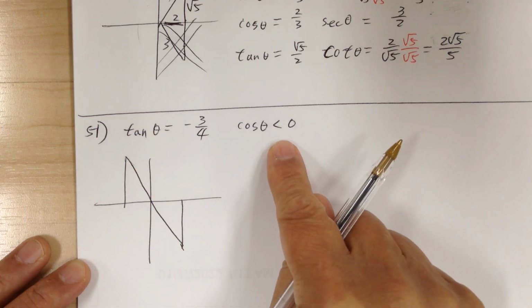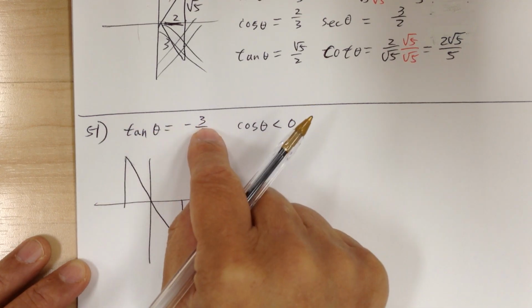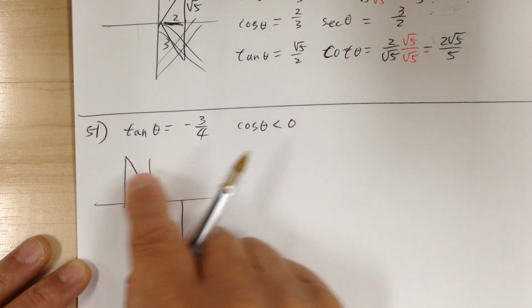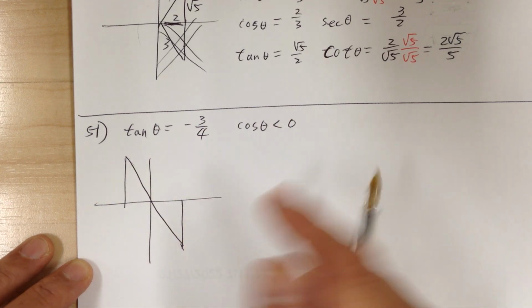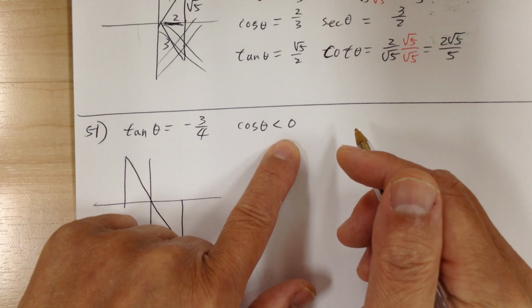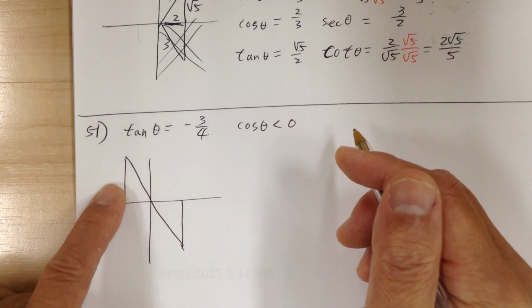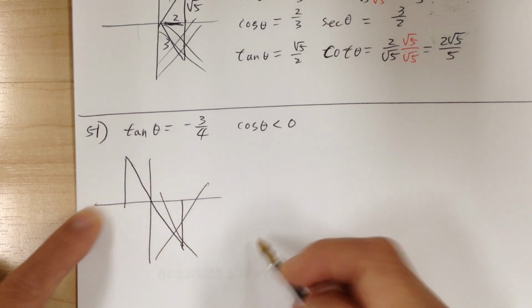Then you have to apply the next one. So again, you got 4 quadrants. You use one piece of information to narrow down to 2. Use the next one to narrow down further. Now cosine is less than 0. Okay. Cosine is horizontal. It's less than 0. So it's this one here. So this is out.